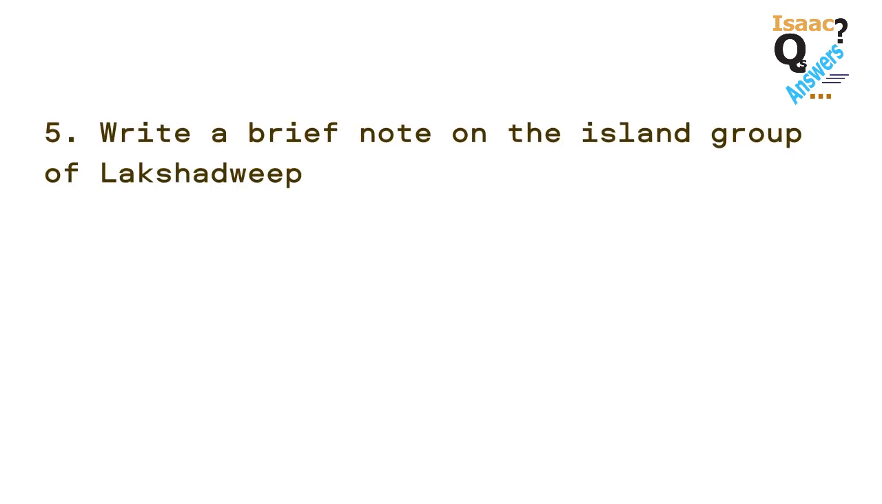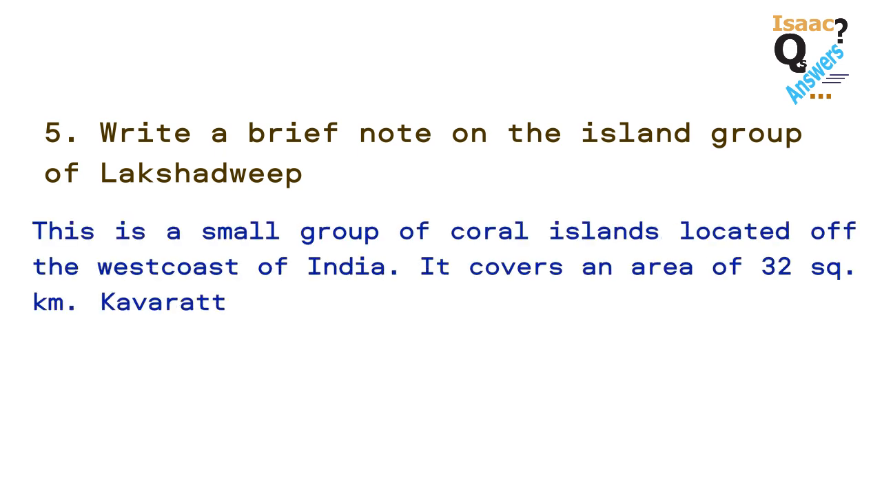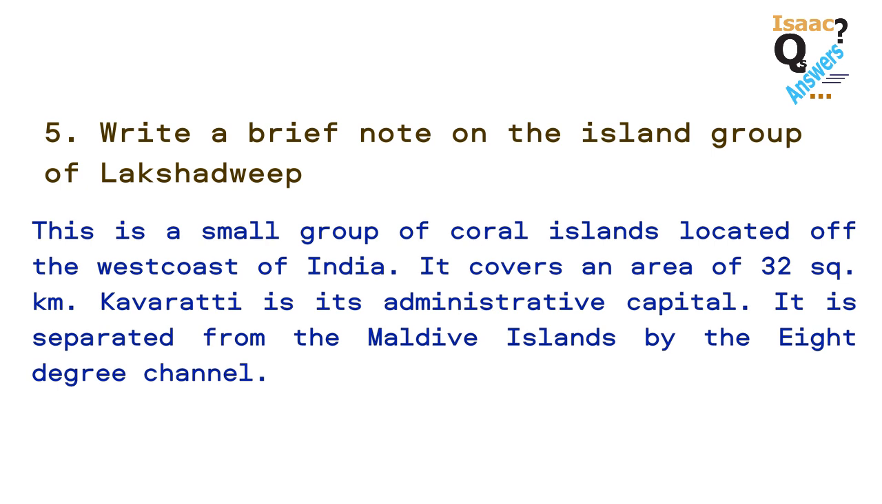Question number 5. Write a brief note on the island group of Lakshadweep. This is a small group of coral islands located off the west coast of India. It covers an area of 32 square kilometer. Kavaratti is its administrative capital. It is separated from the Maldives island by the 8-degree channel.